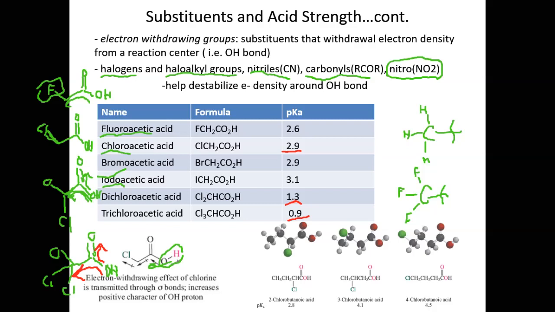And the last thing I want to mention is that the closer the electron withdrawing group is to the reaction center, the greater the effect. Here we have 2-chlorobutanoic acid, 3-chlorobutanoic acid, and 4-chlorobutanoic acid. And you see, the closer the electron withdrawing group is to the reaction center, the greater the electron withdrawing ability is.